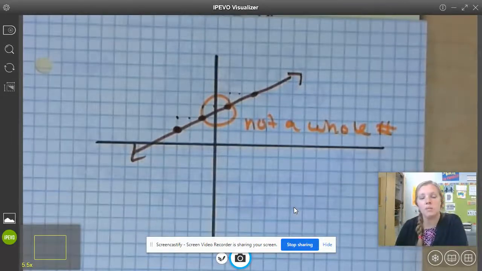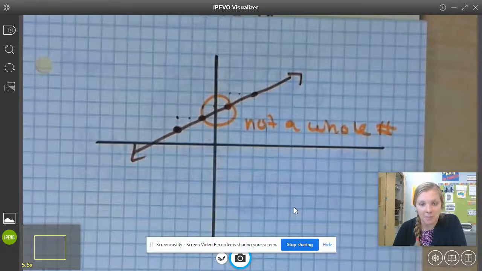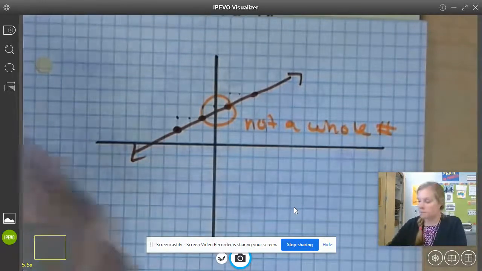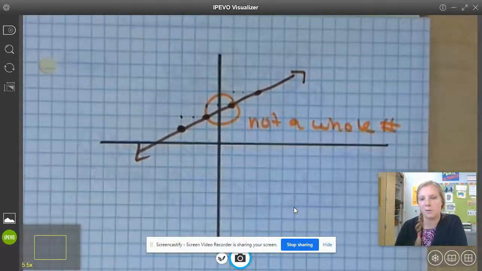And so writing it in slope-intercept form would be hard because b is a decimal. And so when b is a decimal, it's good to have another form, point slope form. It works perfectly for that.